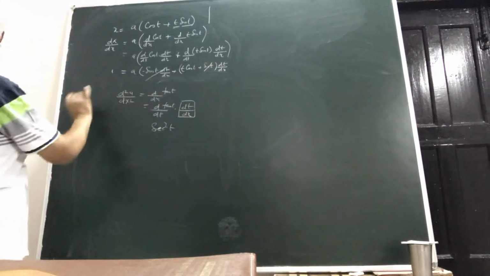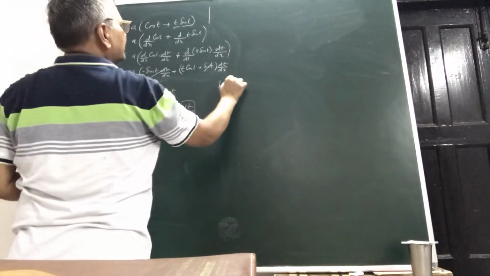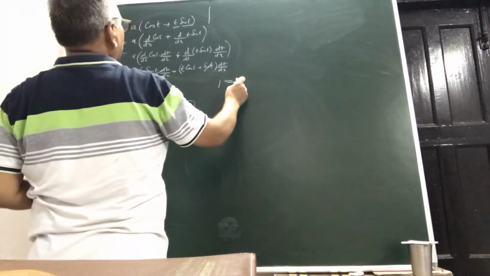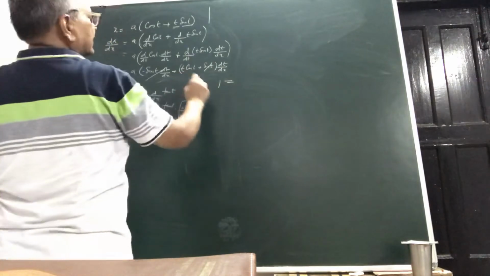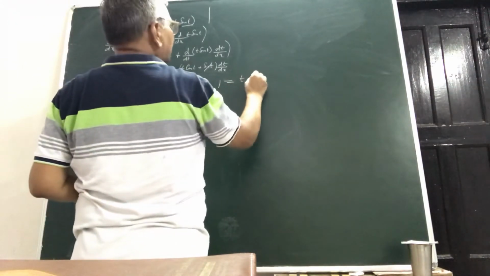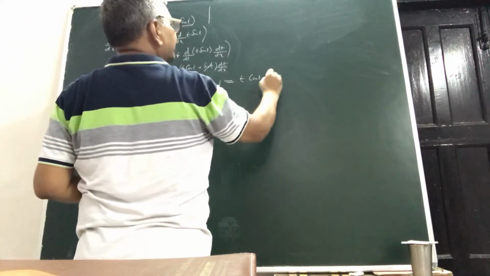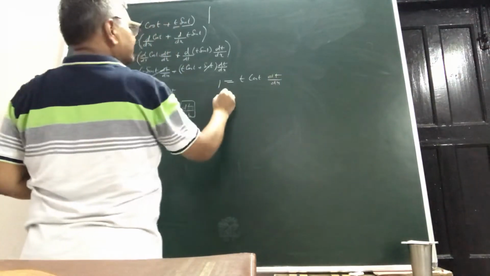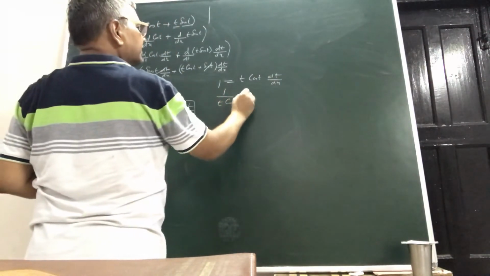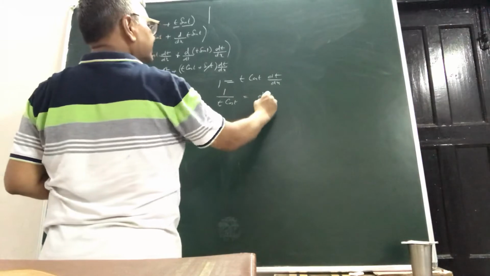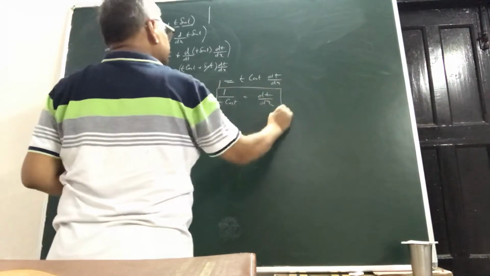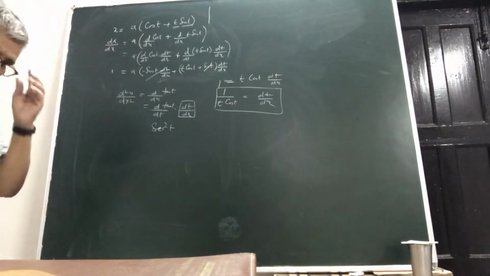And what you will get is 1 is equal to, how much? Only this thing is left out: 1 is equal to t cos t into dt by dx. So the value of dt by dx will be what? 1 upon t cos t. From here, dt by dx will be equal to this much of thing.